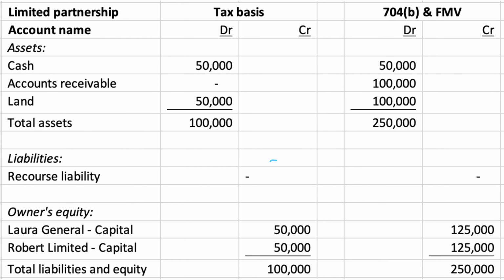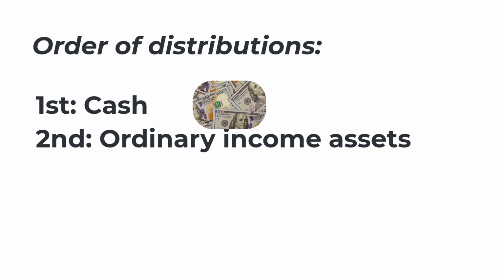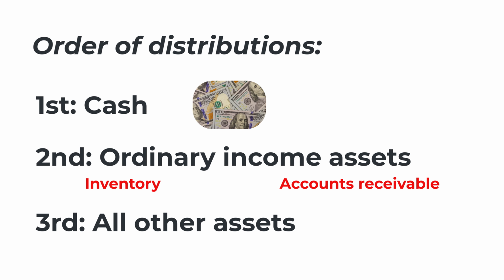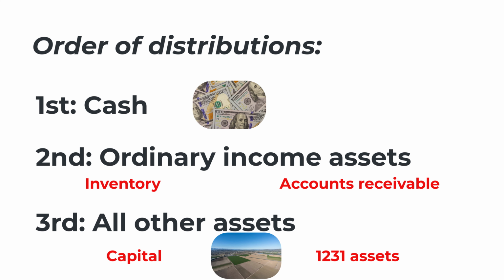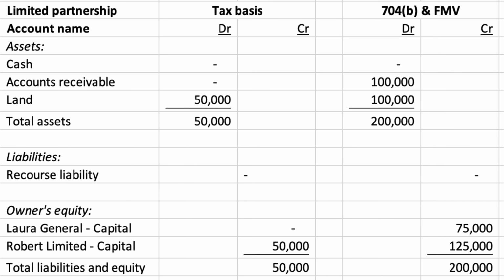In liquidation, the partnership pays off the recourse liability. The balance sheet now looks like this, and we begin with the distributions. IRC Section 732 tells us to distribute assets in the following order: first cash, then ordinary income assets, and finally all remaining assets. So, first, the partnership distributes $50,000 of cash to Laura, reducing her capital accounts by $50,000. After the cash distribution, the balance sheet would look like this.